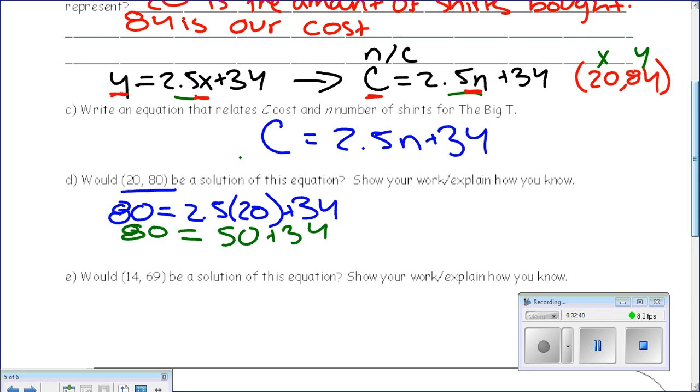So I have 80 on the left. Guys, we're not done yet. And 50 plus 34 gives me what? 84. Does 80 equal 84? No, it does not. So this is no. It is not a solution.